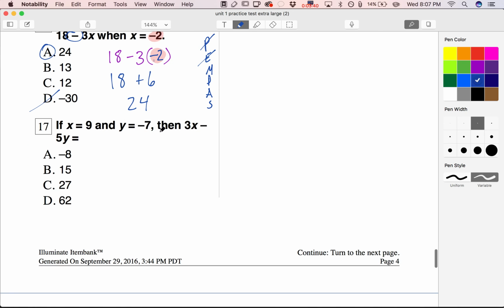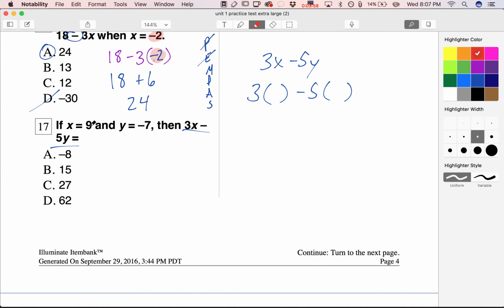Same thing here. You are going to plug in. It would help if this was all on one line. So going straight across, I'm going to rewrite it. 3x minus 5y. So you're going to put 3, parentheses, whatever the x is, minus 5, parentheses, whatever the y is. So let's color code things. X is equal to 9. The x was right here. Y is equal to negative 7. The y is right here.